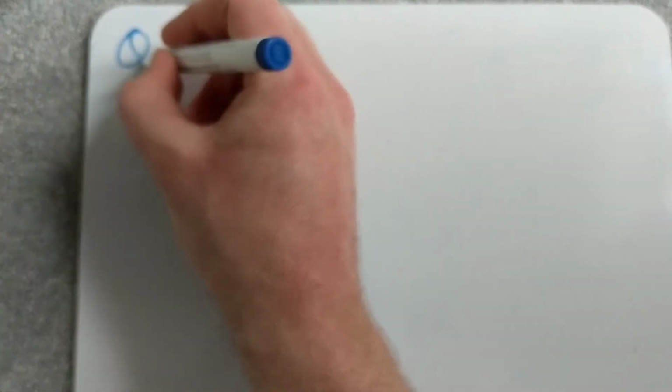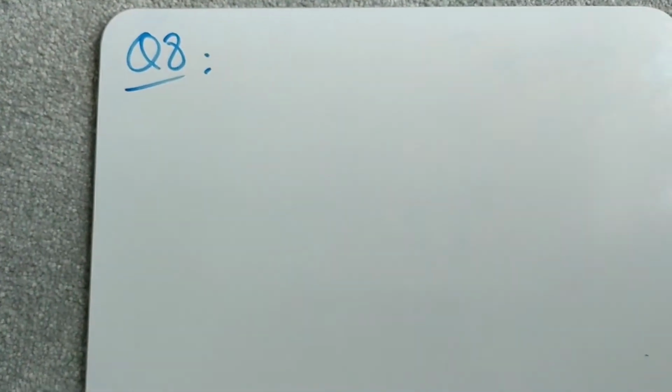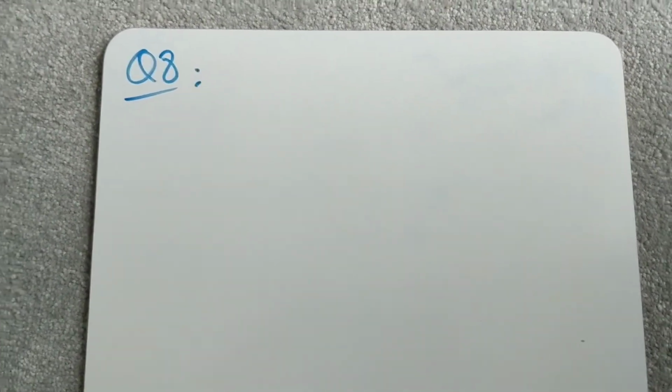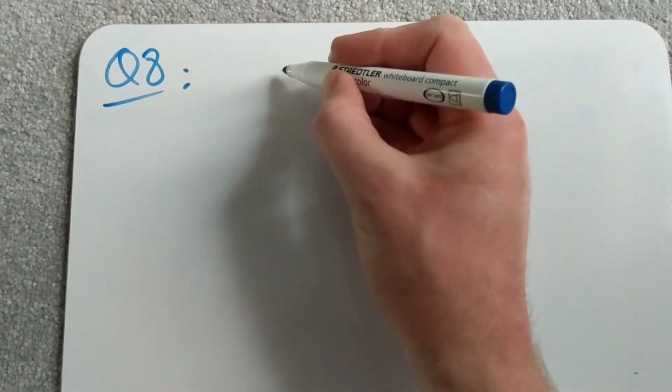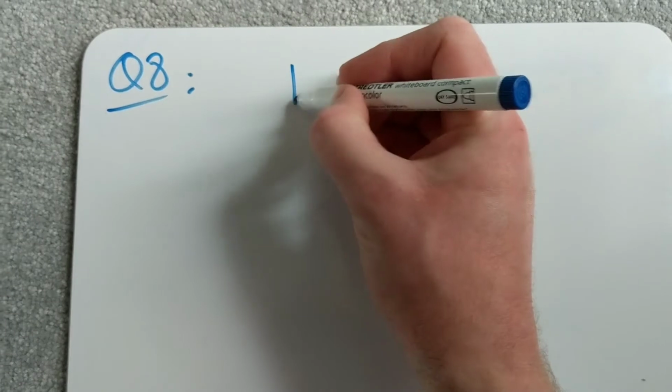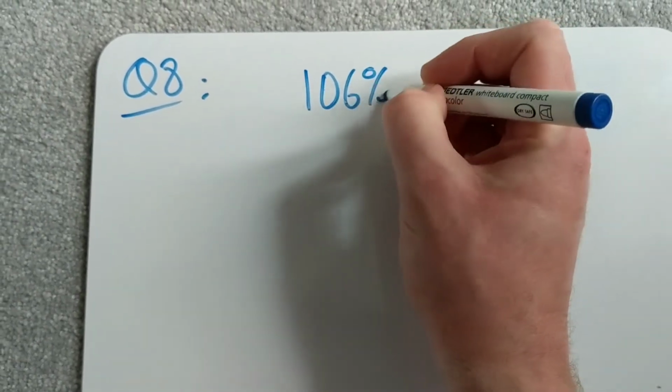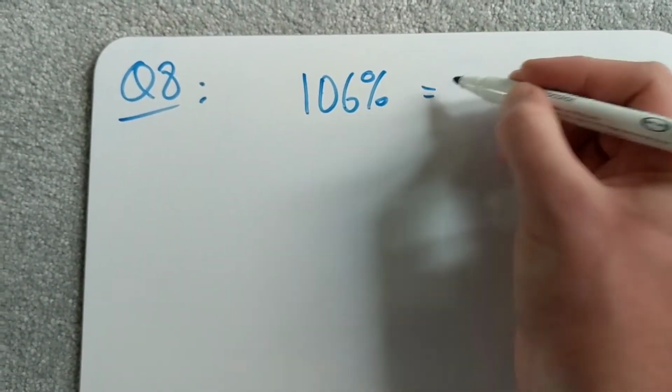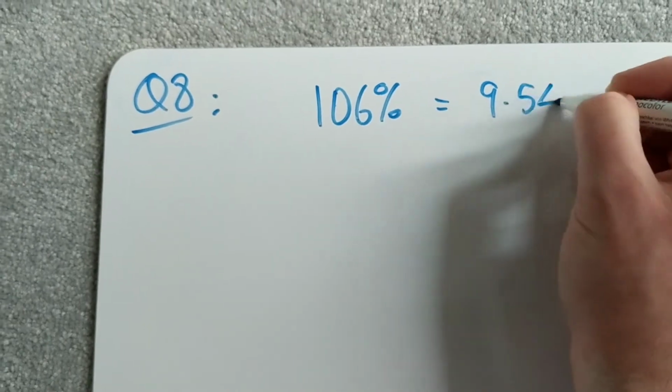Right, question 8, nearly done. In question 8, you're told that after a pay rise, you're now getting £9.54 an hour. So that's a 6% pay rise. You've got you now £9.54 an hour. So that means whatever you were getting before, you're now getting an extra 6%. So you're getting 106% of what you used to have, because you added 6% on, and that's £9.54.